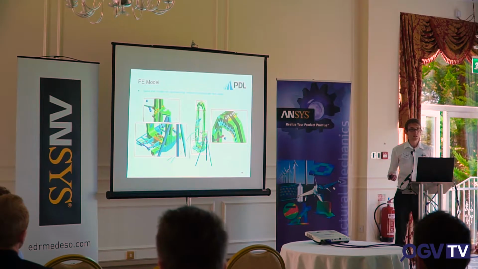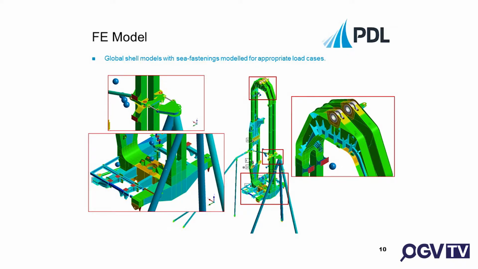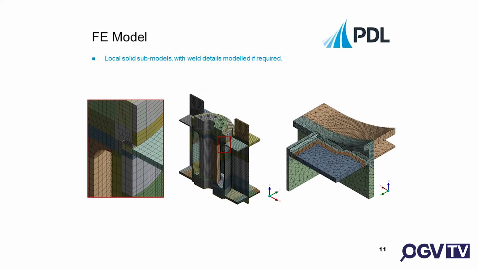So a bit more detail on the shell model. You can see top right some detail in the top crossbeam, some of the stiffeners. You can also see some of the sea fastenings, lower crossbeam. And obviously a shell model is not always good enough. It's not always detailed enough for all of the regions.